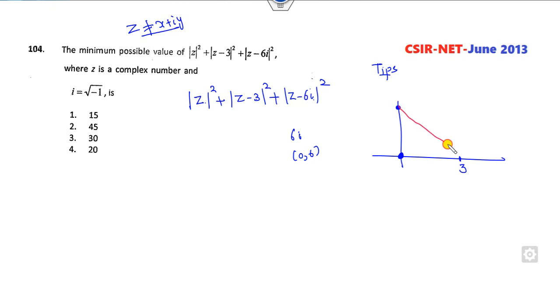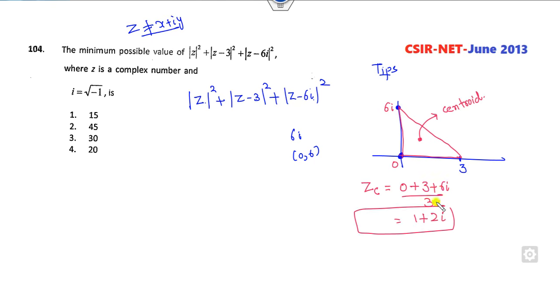Now you can complete the triangle. This is my triangle. Now we all know the minimum point of this quadratic will be from this point, that is my centroid. So how can you find the centroid? I call it ZC. So the coordinates are 0, 6 iota. So 0 plus 3 plus 6 iota divided by 3. So 1 plus 2 iota. Fine, this point is there. Now what is the minimum distance of this? I can find the distance over here. So I can substitute z at the center.